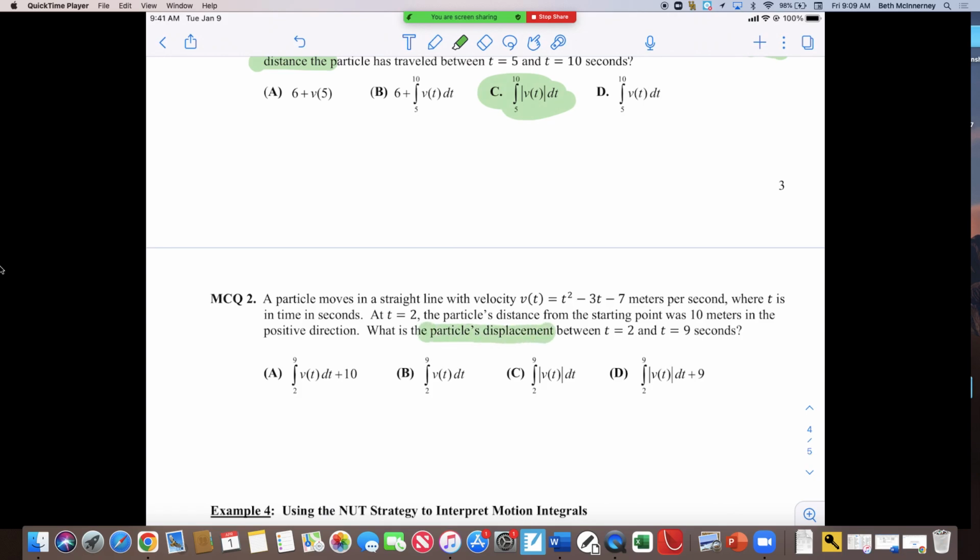Is it asking me for the particle's position? No. It's asking me for the displacement. So which letter choice should this be? B. This should be B. I don't need, part A tells me the position at time 9. But if I want displacement, that's just the net change. That's just the net change.